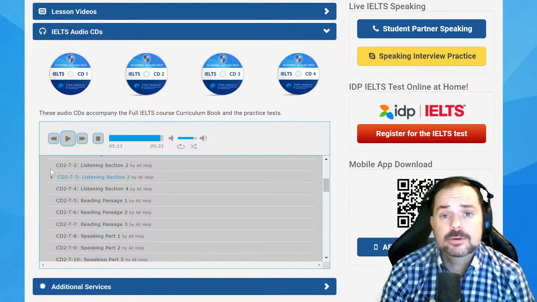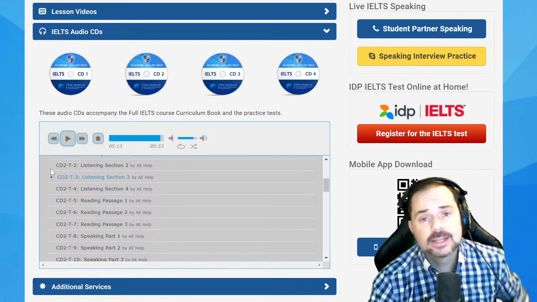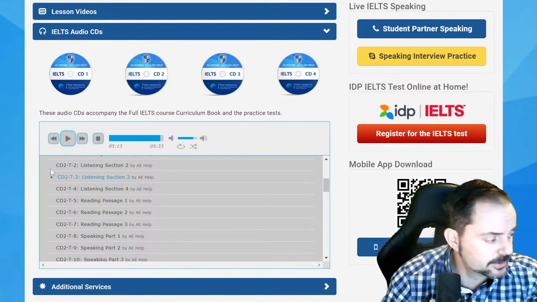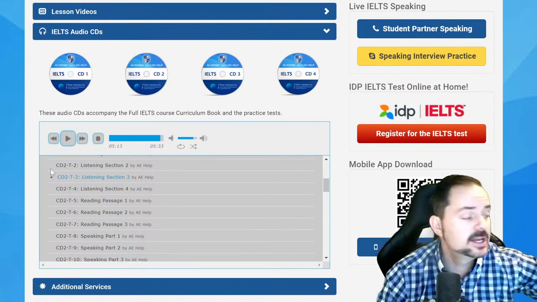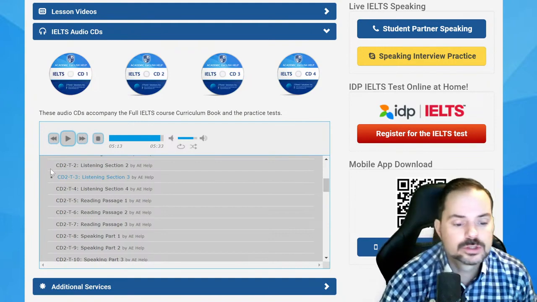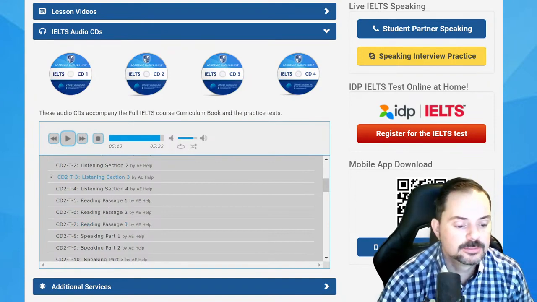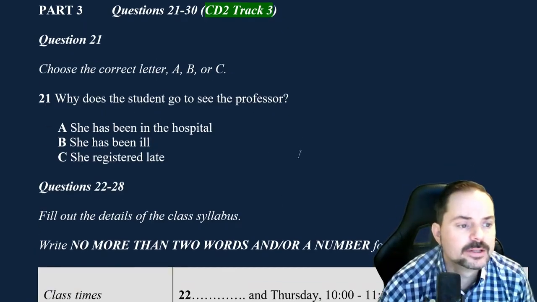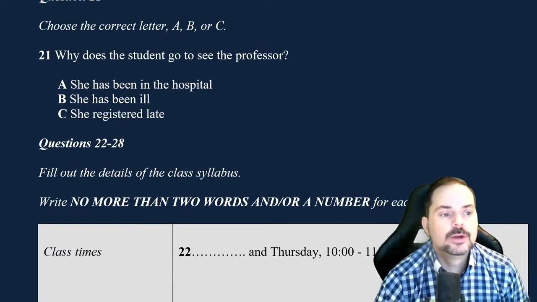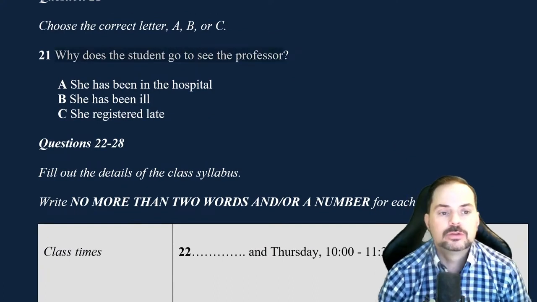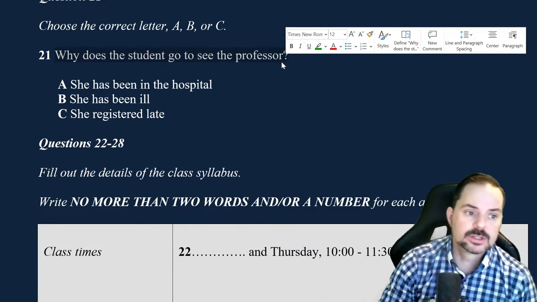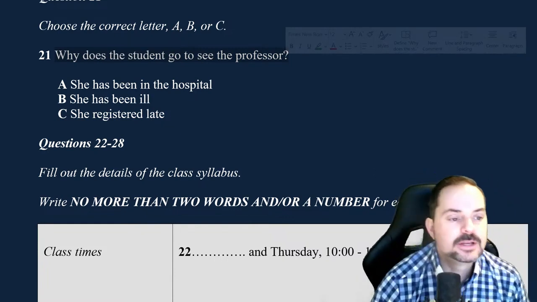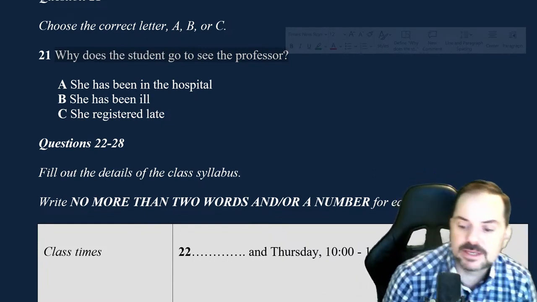And now we'll go over the answers together and figure out what the correct answers are and why, and some strategies that we could use in the listening section to help us get more of those marks. All right. So number 21, why does the student go to see the professor? What's the reason? A, she has been in the hospital. B, she has been ill. C, she registered late. A, B, or C?